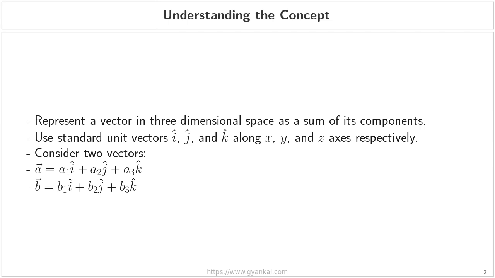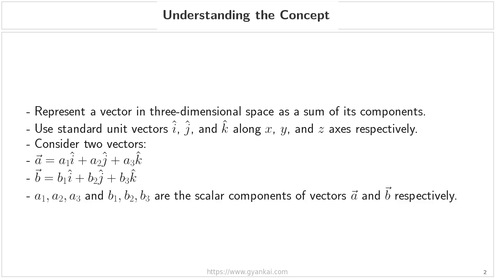To make our upcoming calculations clear, let's consider two specific vectors, vector A and vector B. We can write vector A as a1 times i hat, plus a2 times j hat, plus a3 times k hat. Similarly, for vector B, we have b1 times i hat, plus b2 times j hat, plus b3 times k hat. In this notation, the values a1, a2, a3, and b1, b2, b3 are what we call the scalar components of our vectors.